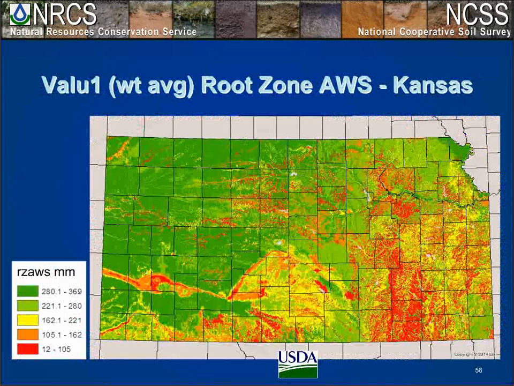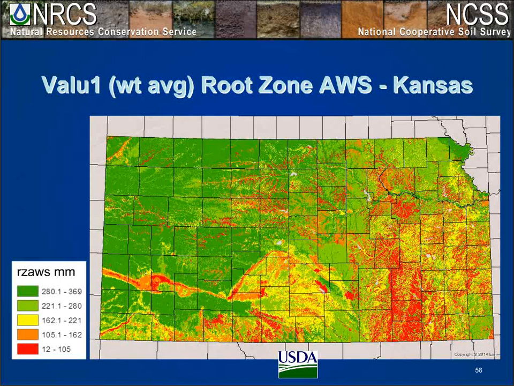Here's the same information. We got a little different classification for the root zone available water storage, again in millimeters, for the state of Kansas. This is a fresh product. I think Steve just got this done yesterday for the fiscal year 2015 data. And the green areas are higher in the water storage values if you look at the legend to the right, and the red areas are the low areas. Keep that pattern in mind.